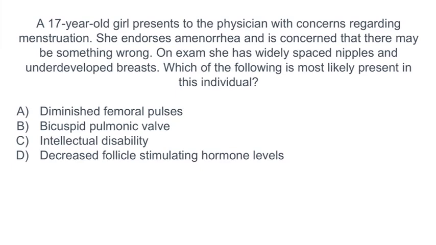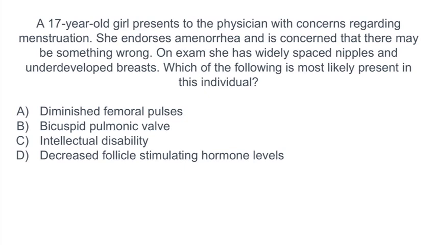Okay, let's do a question. A 17-year-old girl presents to the physician with concerns regarding menstruation. She endorses amenorrhea and is concerned that there may be something wrong. On exam, she has widely spaced nipples and underdeveloped breasts. Which of the following is most likely present in this individual? Diminished femoral pulses, bicuspid pulmonic valve, intellectual disability, or decreased follicle-stimulating hormone levels?